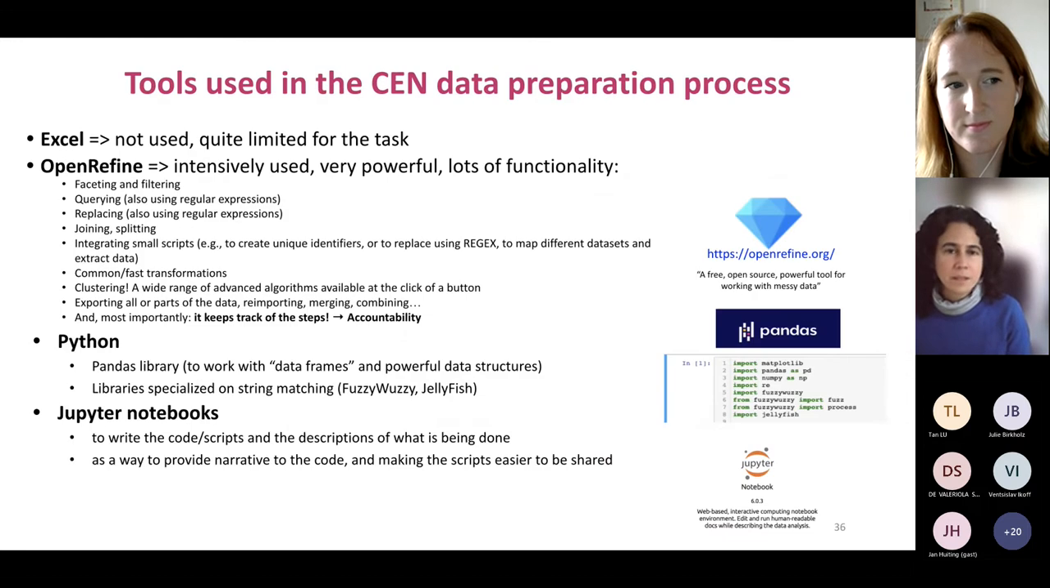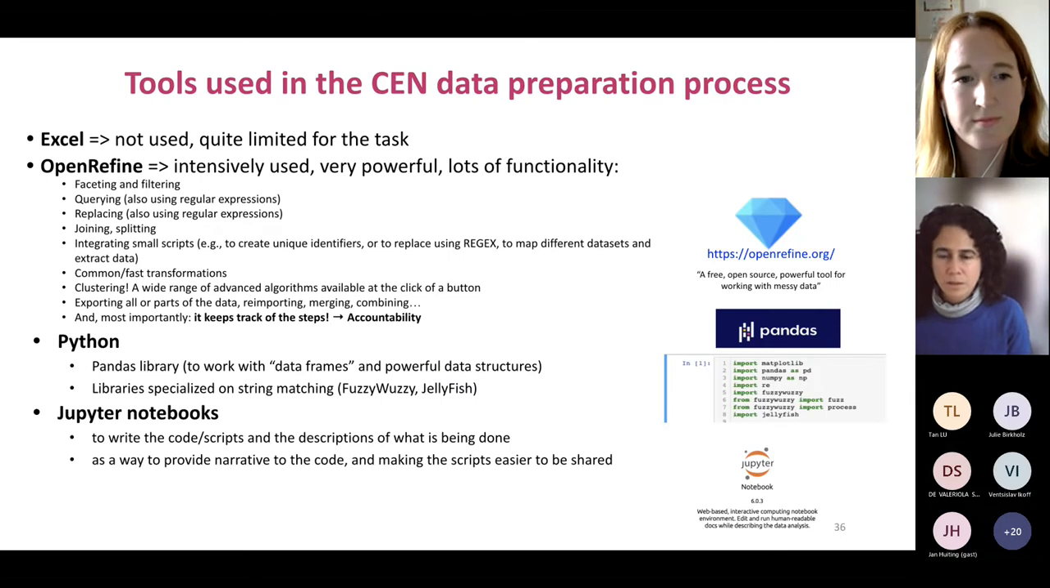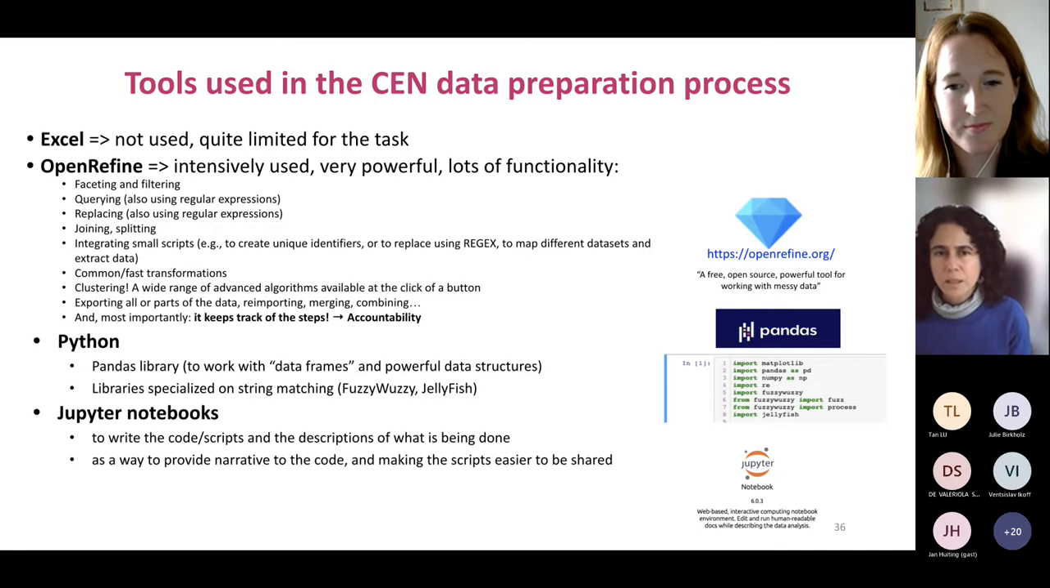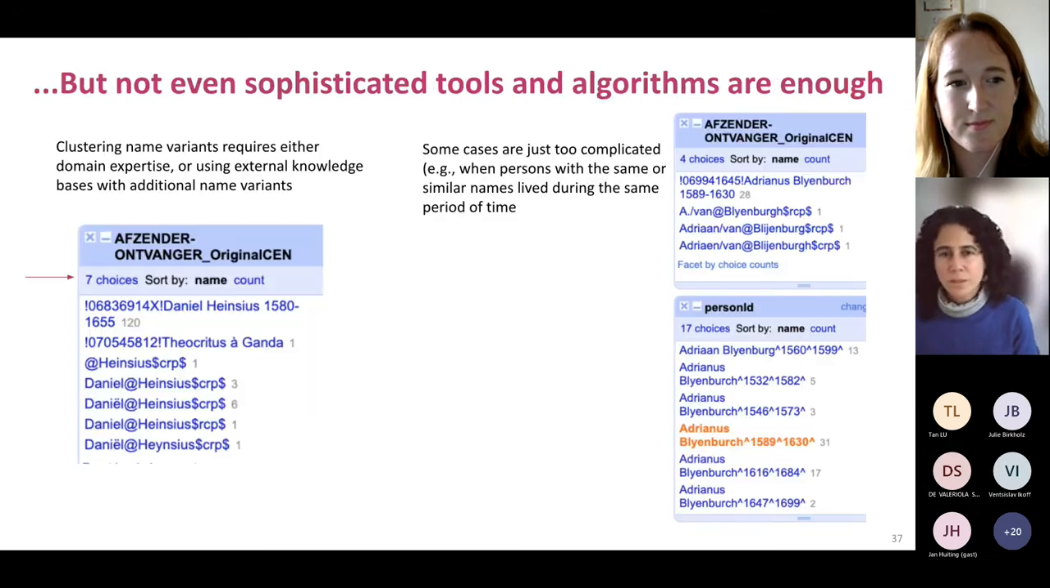Excel we didn't use in the second round of cleaning because it was quite limited for the task and the data became too big and complex also for reconciliation, so it's not suitable. OpenRefine is quite good for certain tasks, but Python and Jupyter notebooks are a lot more flexible and powerful. But we integrate mostly OpenRefine and Python in the process. But not even the most sophisticated tools can help with this historical data.